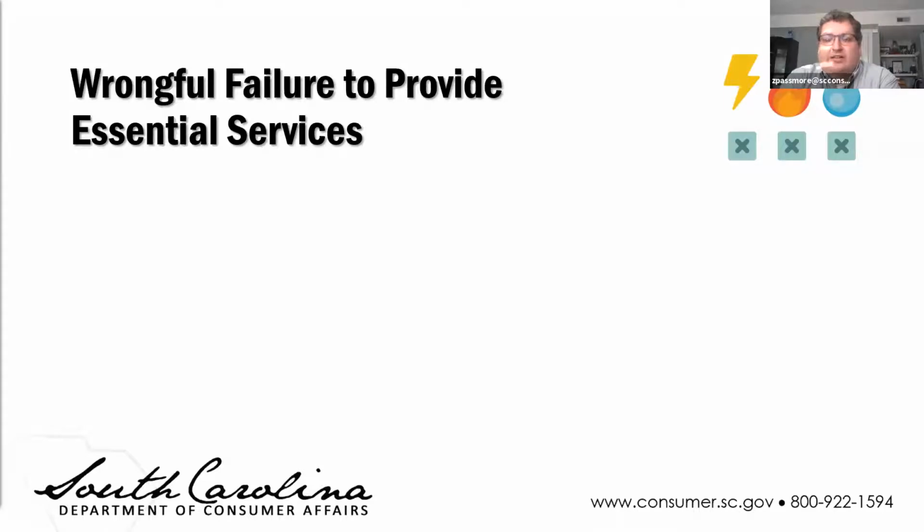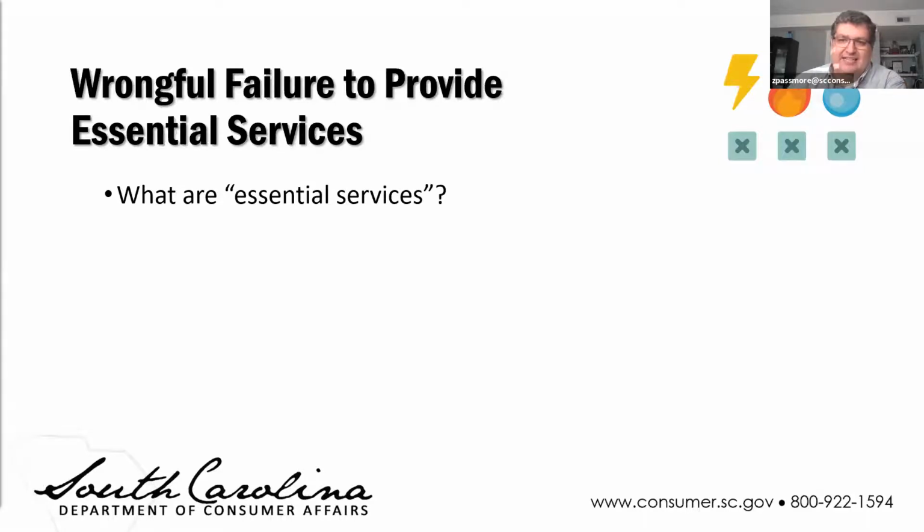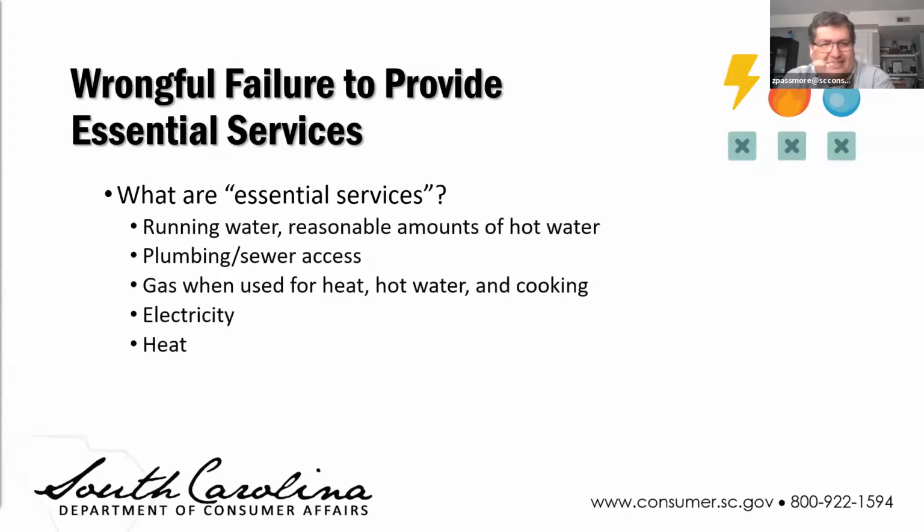So as I said earlier, landlords must provide certain essential services to tenants. And of course, what does that mean? Well, this has been defined very specifically by the Residential Landlord Tenant Act as these things: running water and reasonable amounts of hot water, plumbing and sewer access, gas when it is used for heat, hot water, or cooking, electricity, and heat. So the landlord must provide these services when they are leasing out their property.